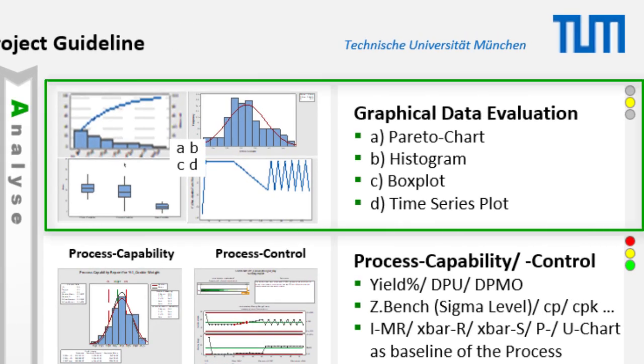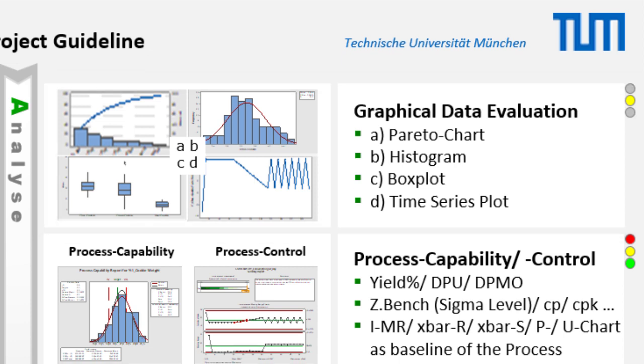The analysis phase starts with a plausibility check of the collected data. Depending on the scale level of the variables, the evaluation of the min and max values and the statistical parameters is recommended. A graphical analysis of the data, with a check of their distribution as well as their progress over time, complete these first inspections.